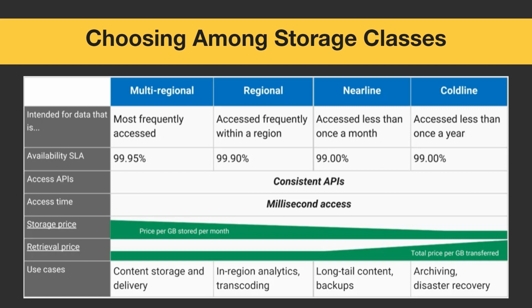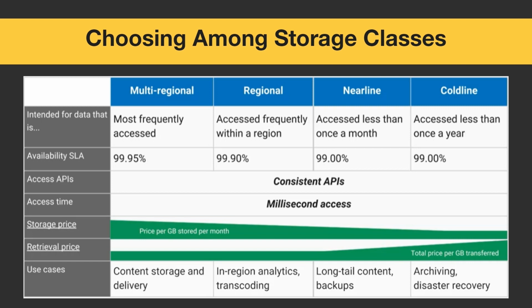Let's talk about the nearline storage class. Unlike the multi-region and regional storage classes, the nearline storage class is accessed less than once a month. Like if you have data which you access at most once a month or every 6 months, the nearline storage class is good for you. The availability SLA, the service level agreement, is 99.00, and the use case is long-tail content and backups. Like if you have a backup which you want to retain for 1 month or 6 months, nearline is good for you.